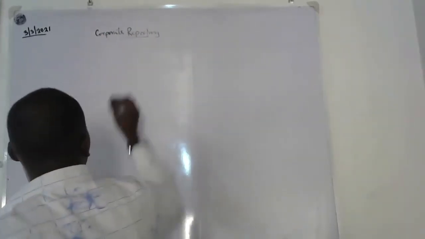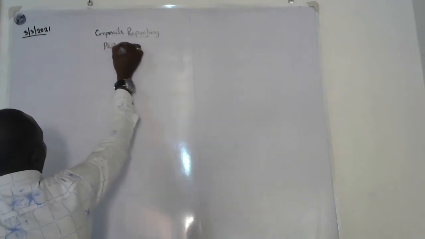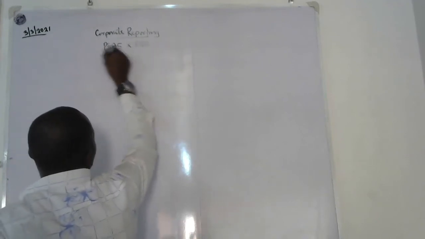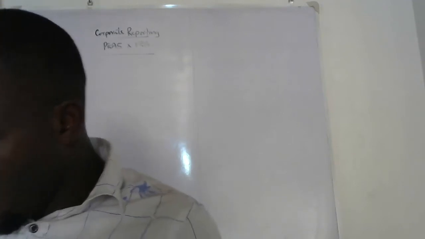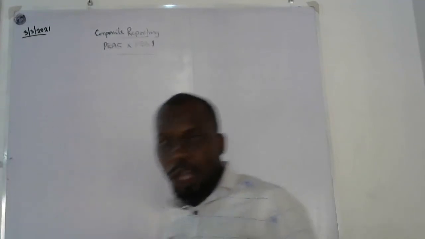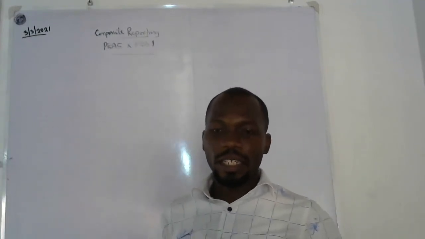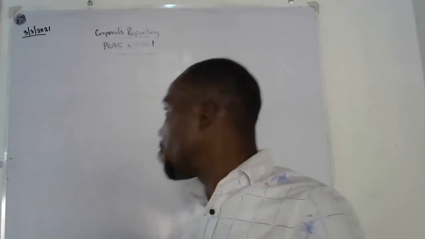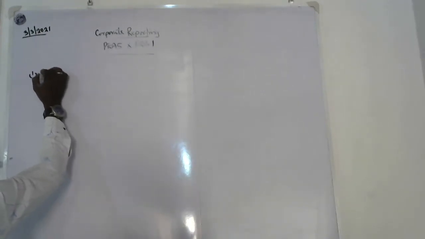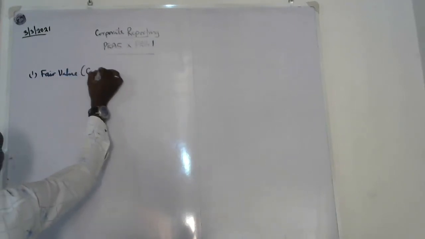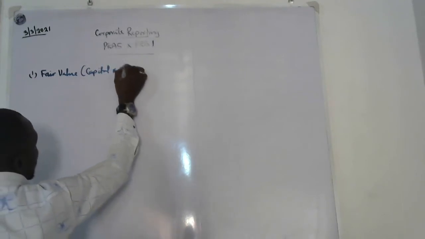First is topic reporting, PA5 and PB1. PA5 and PB1. So, in solving it, there is need to look into the capital and reserve of the subsidiary company. This is very, very important. And to calculate capital and reserve of the subsidiary company, which is also known as fair value, capital and reserves.